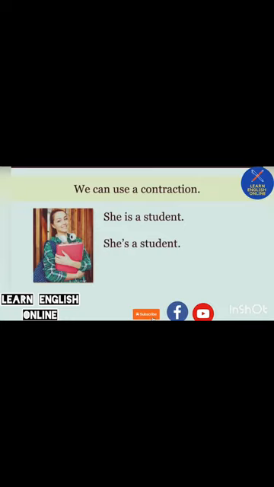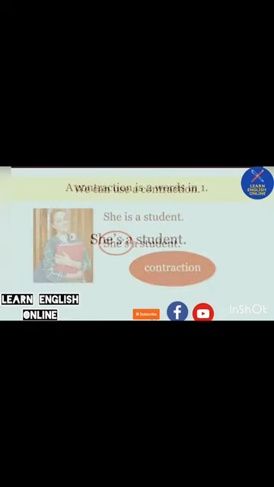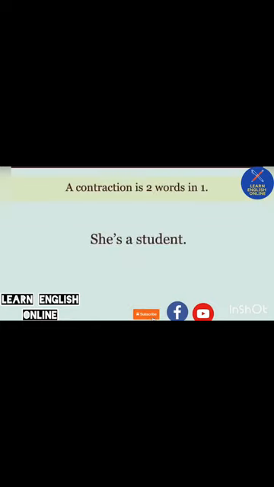Okay, let's look at one more thing about the verb be. We can use a contraction. Look at these two sentences. She is a student and she's a student. They sound almost the same. We see the be verb is in the first sentence. In the second sentence, there is just an S. This is called a contraction. It's two words in one. This mark here is an apostrophe. And we use it in contractions.